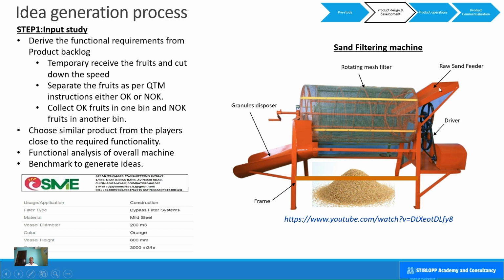So what happens here? The coarse sand is fed in the input system, which is further transferred to the rotating mesh that is driven by the motor. This rotating mesh works on the principle of the centrifugal force, which throws away the lighter materials and collects the heavier materials at the center. So the lighter materials come out as fine sand, whereas the heavier material goes out as the granules.